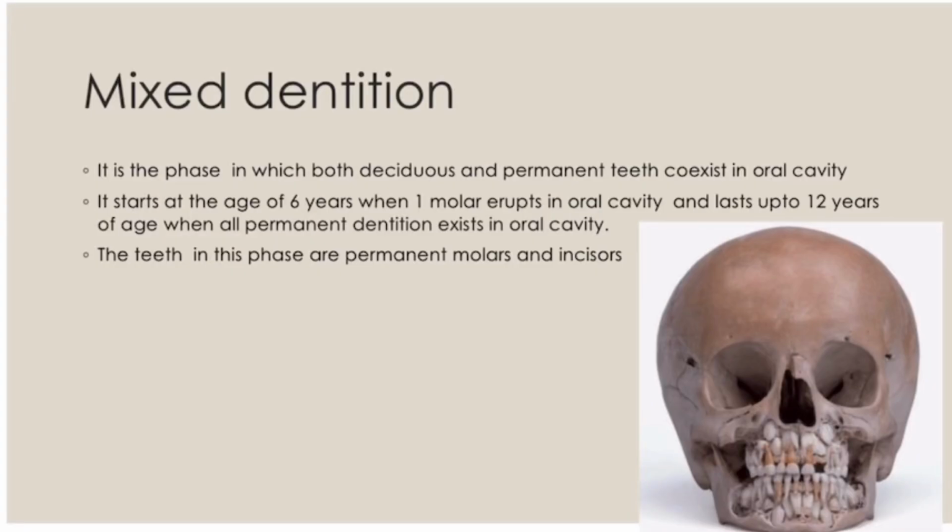Let's talk about mixed dentition. Mixed dentition is a phase in which both deciduous and permanent teeth coexist in the oral cavity. It starts at the age of 6 when the permanent mandibular first molar erupts in the oral cavity, and it lasts up to 12 years of age. After 12 years of age, the oral cavity consists of permanent teeth. The whole dentition is permanent.